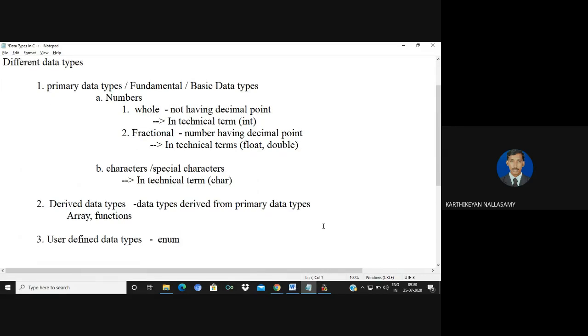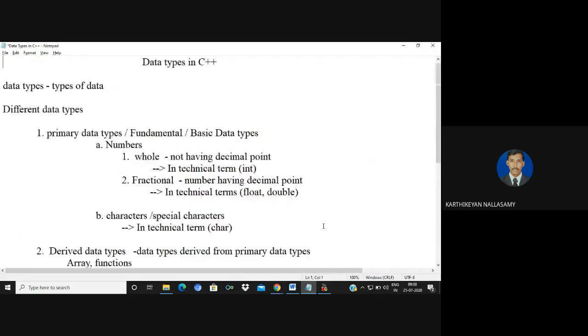So these are the different basic data types supported by C++ programs. I will repeat once again: the data types represent the type of data to be used in our program. Normally there are 4 primary data types used. One is for a whole number, another is for a fractional number representation, and another is for character representation.